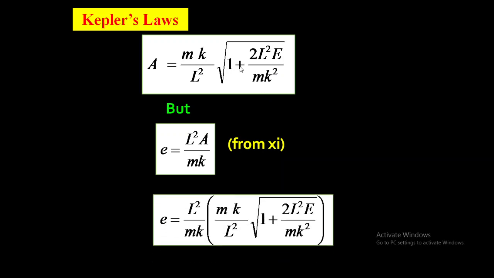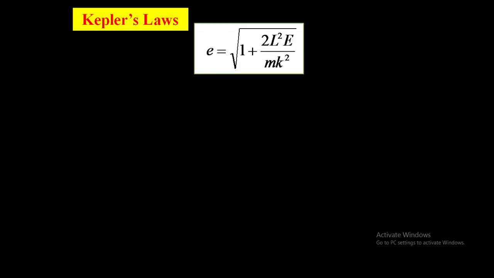So after putting the value of a from the above equation into the eccentricity equation, what is the value of a? This one. After putting that, e is equal to L square upon mk times mk by L square. So L square and mk got cancelled, these terms got cancelled, so we remain with e is equal to under root 1 plus twice L square E upon mk square. So this is the equation of eccentricity.